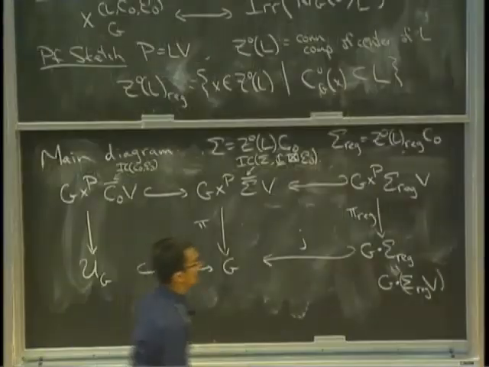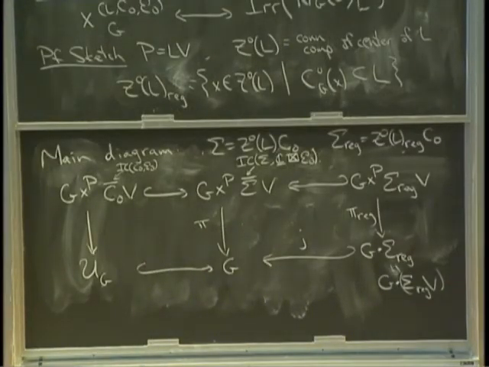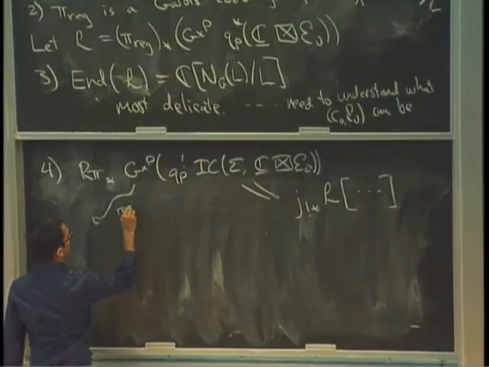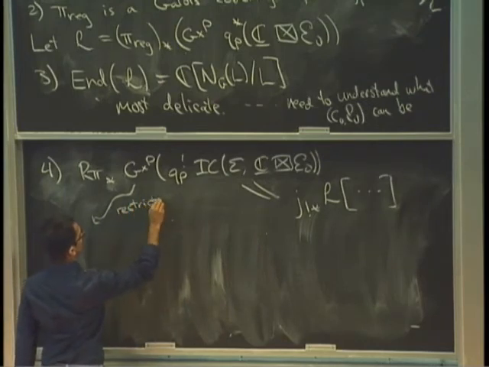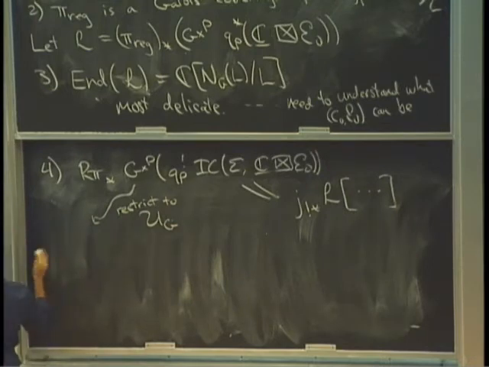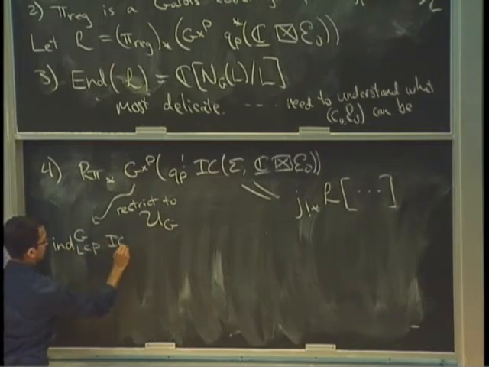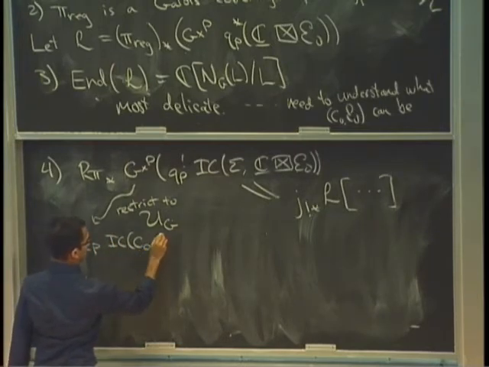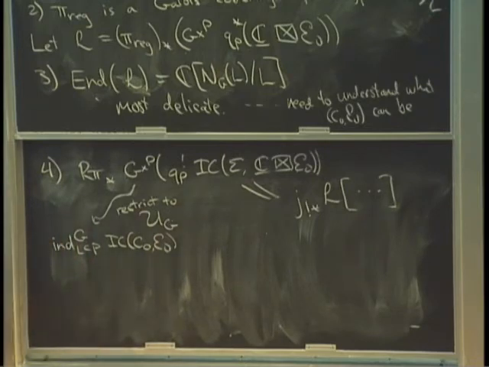And on the left-hand side, if you restrict to the unipotent variety, you get the induced sheaf. Okay.